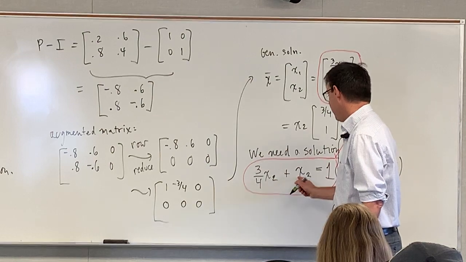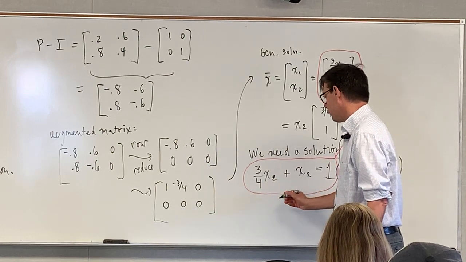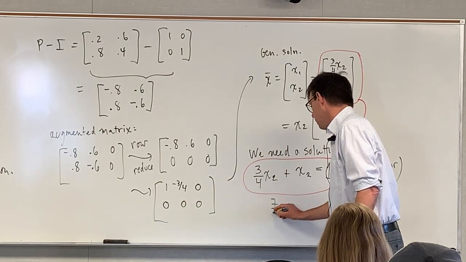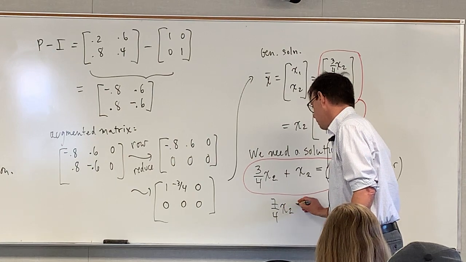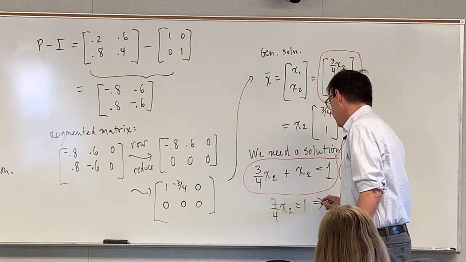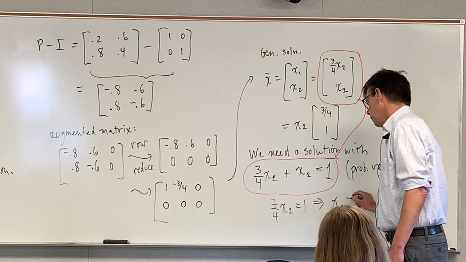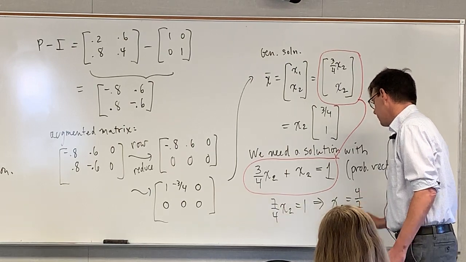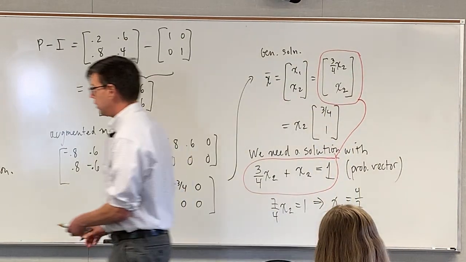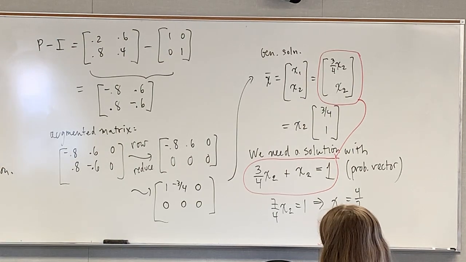And so I have 1 plus 3/4, which is 7/4, x2 equals 1. So x2 is going to be 4/7. Finish it up over here.